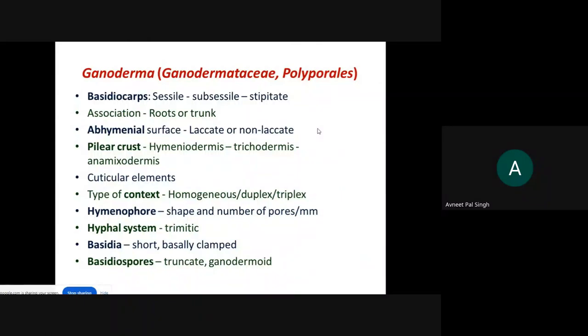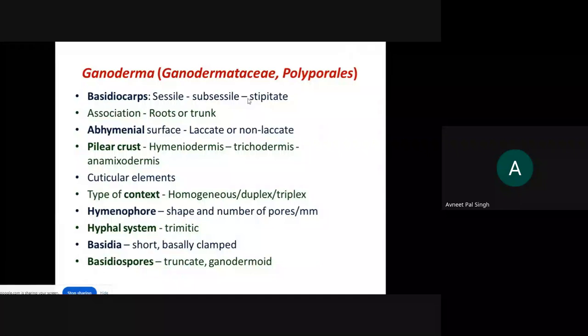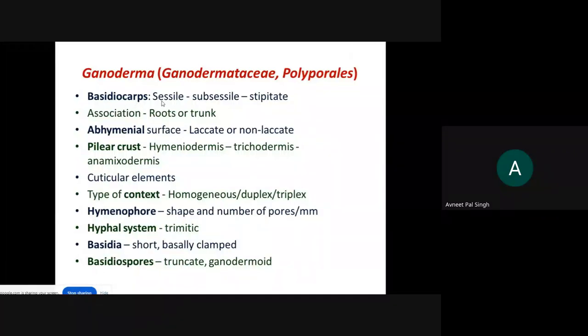Let me explain how to apply these characters to a polyporoid fungus. A beautiful example is the genus Ganoderma. So the first thing you have to look for is the basidiocarp. Is it sessile, subsessile, or stipitate? What is the kind of association? Is it associated with the root or trunk? Once you have made this observation, click a photograph showing its hymenial surface.